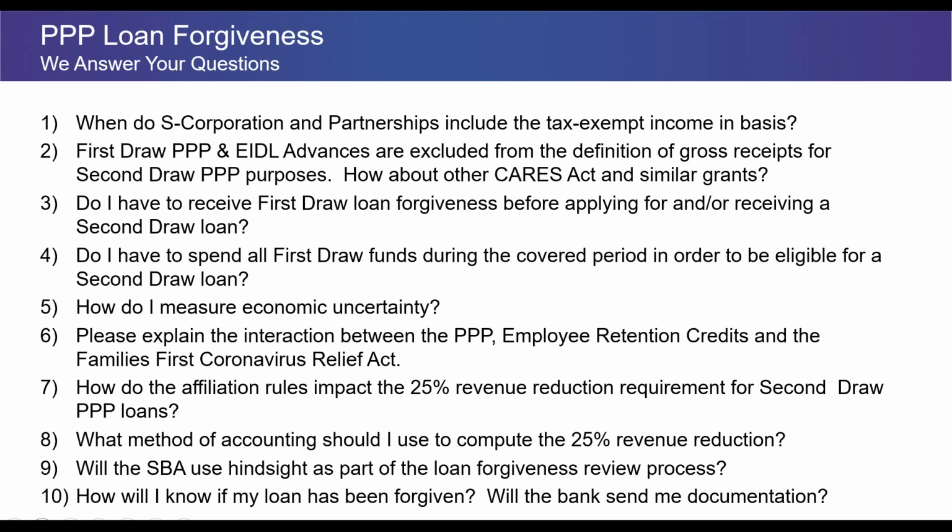Question 2, first draw PPP and EIDL advances are excluded from the definition of gross receipts for second draw PPP purposes. How about other CARES Act and similar grants? Those are not excluded from the gross receipts definition. So again, you're going to take your gross receipts for the period which you choose, and you are only to exclude your PPP receipt and your EIDL advance. So again, that number up to the 10,000 for the EIDL grant, you do not, you would include your SBA EIDL loan. So don't exclude anything else.